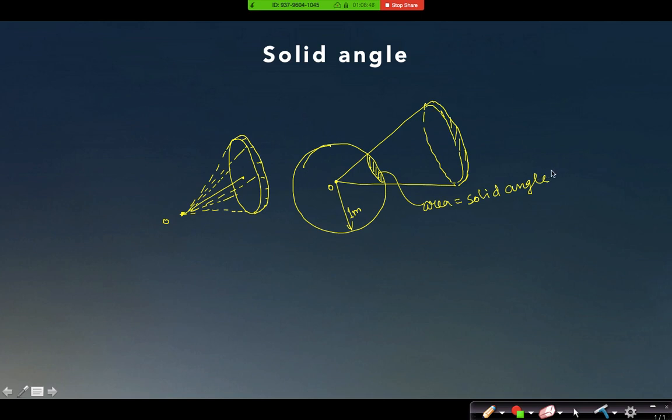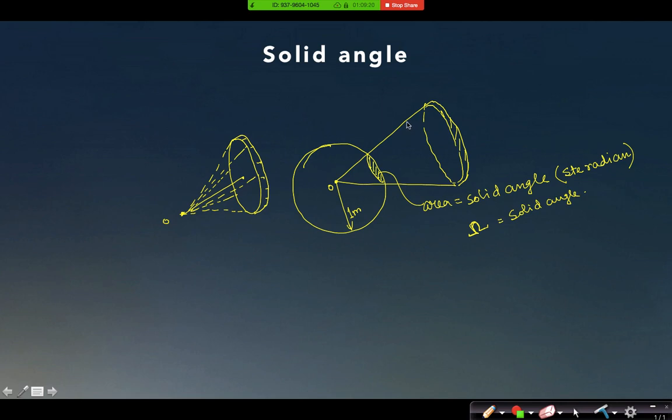Right? This solid angle is given in steradian. Plane angle is given in radian. Solid angle is represented by steradian. It looks like this: capital sigma is noted as solid angle. Have you understood the concept of solid angle?